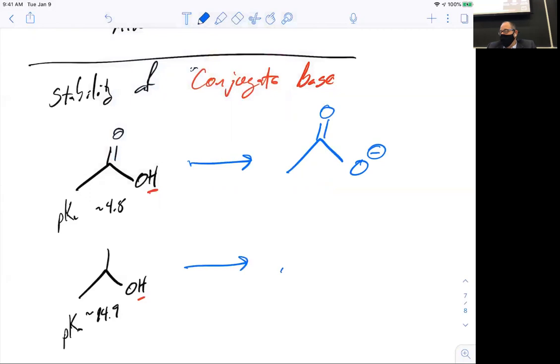Because remember, what's going to happen in these reactions is we want to know the equilibrium for this to go to, and for right now, we'll just put the plus out here. Now, can you think about the stability of these two conjugate bases? And why?